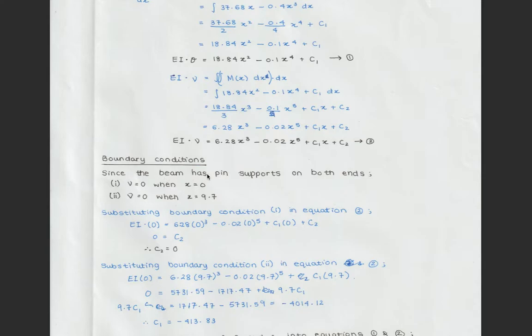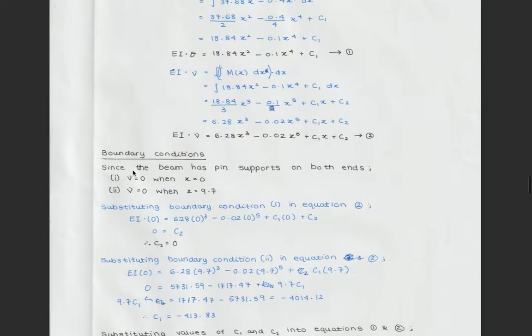So I've listed my boundary conditions here. Because the beam has pin supports at both ends, we know that the deflection equals 0 at x equals 0 and the deflection equals 0 when x equals 9.7.